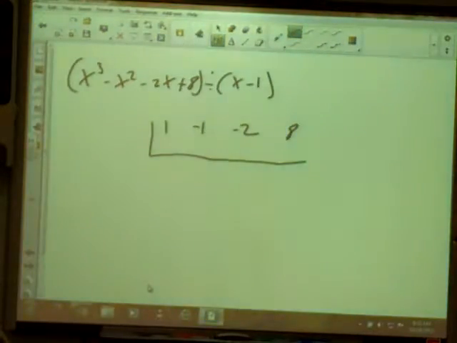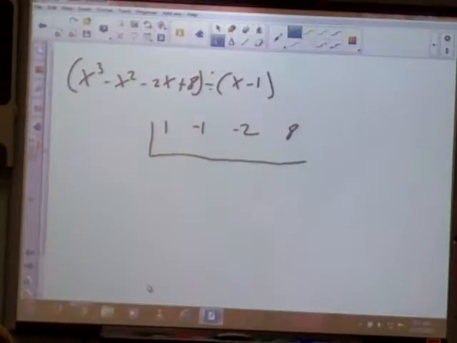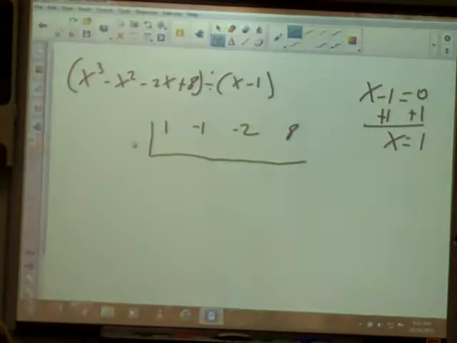Now, what goes outside the box on synthetic division is what tricks people sometimes. If they've given you a factor, and that's what this is, this binomial, x minus 1, you have to solve that factor. So that means a positive 1 is going to go outside the box.